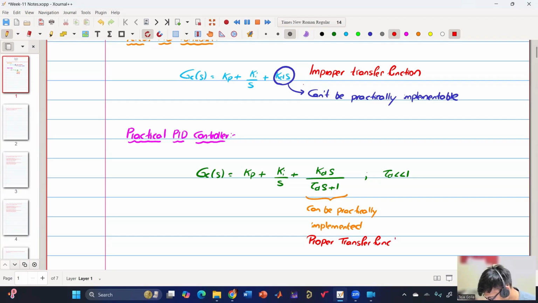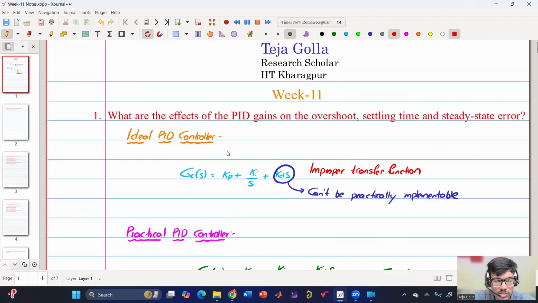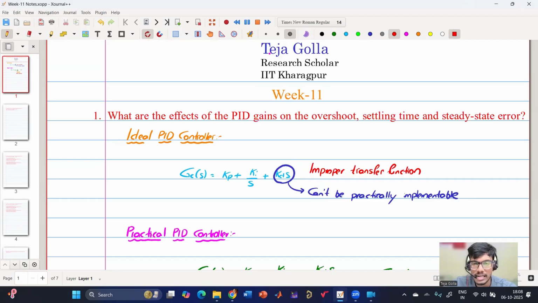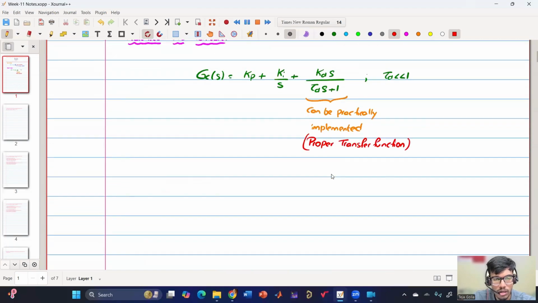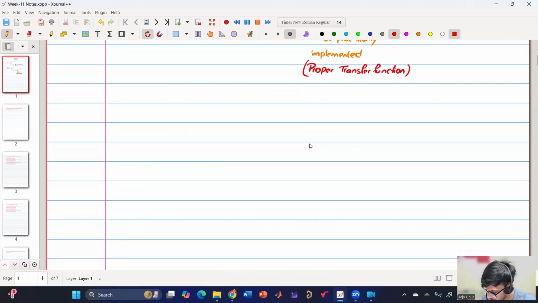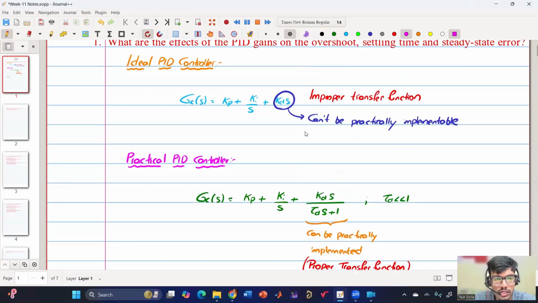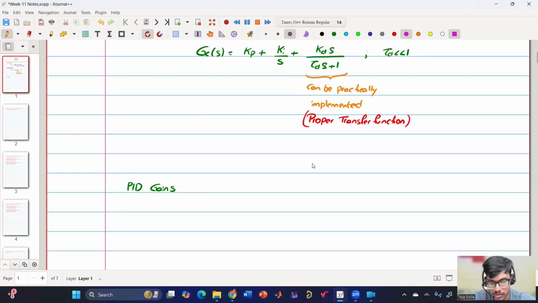This is something that we have already discussed; I have just quickly summarized. Now, the first question I wanted to ask today is what are the effects of PID gains on the overshoot as well as settling time and steady state error. Let me make a table quickly. We have the PID gains over here. What did I ask in the question? Three things: overshoot, settling time, and steady state error.